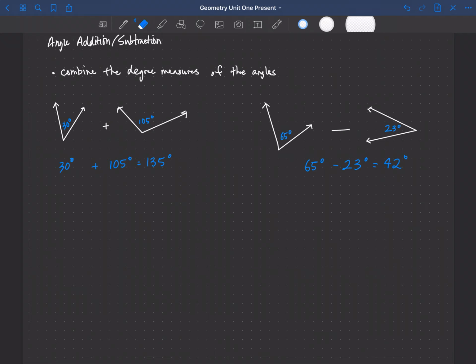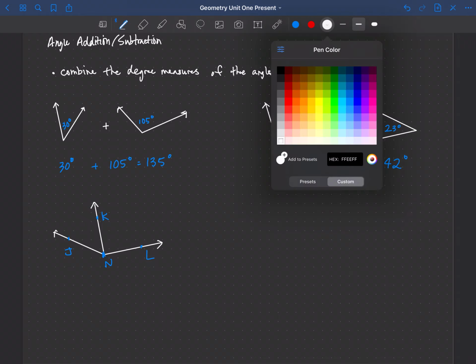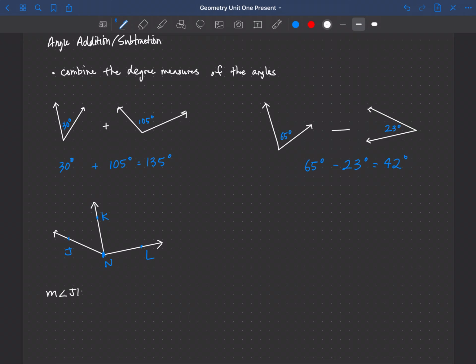Okay, let's mix in some of the ideas we learned from the angles video into this here. So I'm just going to draw out a diagram. Okay, and I'm going to label my vertex and a point on each arm. Okay, J, K, L, and a vertex of N. Okay, let's say we had measurement of angle JNK equals 50 degrees, and measurement of angle KNL is equal to 92 degrees.